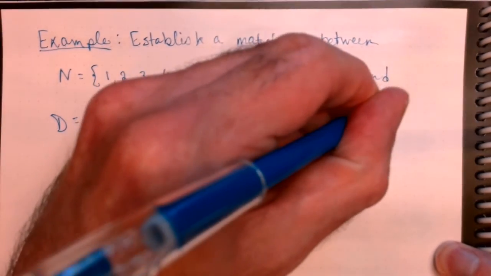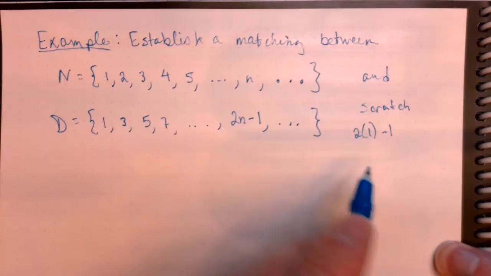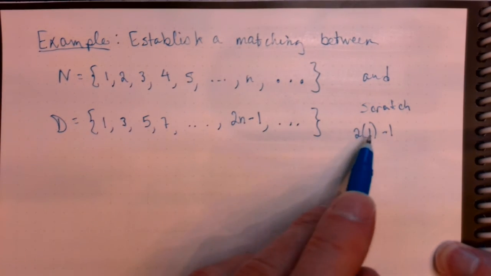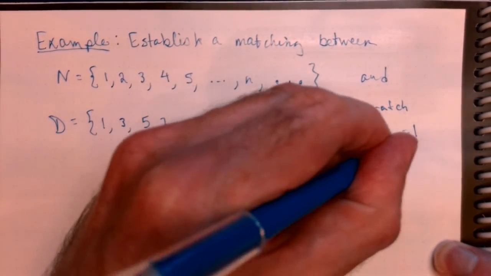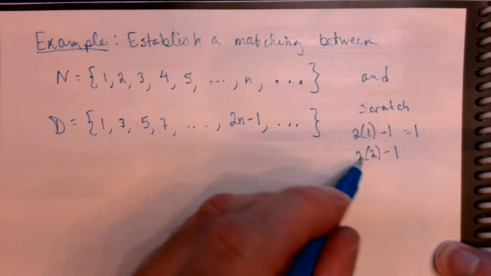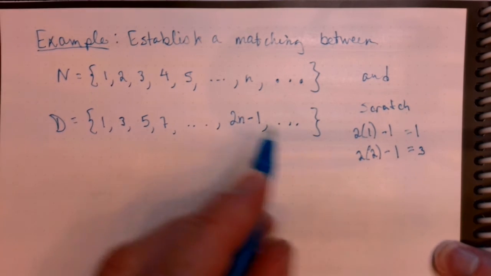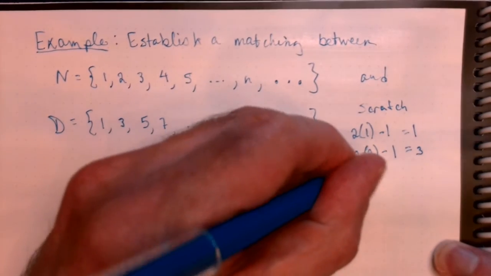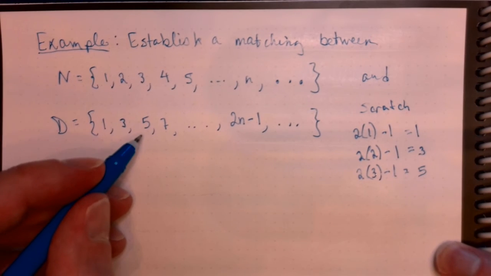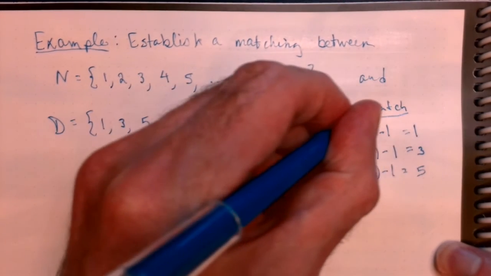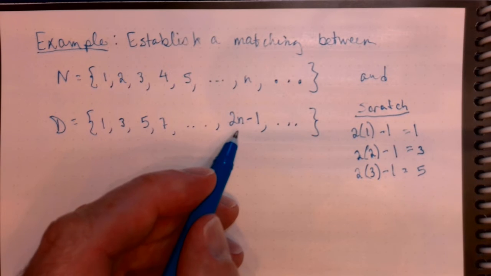If we just do a little scratch work here to see why that formula works, if I want to get the first odd number, I can plug 1 into that formula. 2 times 1 is 2, minus 1 is 1, which gives me the first odd number. For the second odd number, I plug 2 into that formula. 2 times 2 is 4, minus 1 is 3, which is the second odd number. You plug 3 in, 2 times 3 is 6, minus 1 is 5, and 5 is indeed the third odd number. So this expression gives us a general odd number.